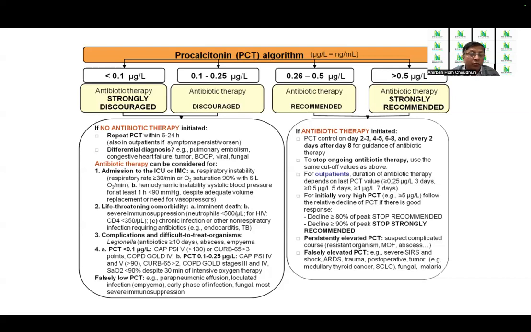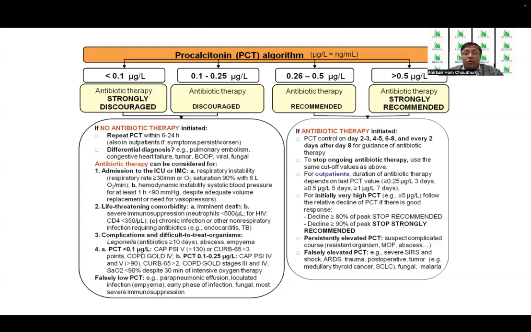However, one should look for falsely low PCT in patients with parapneumonic effusion, loculated infection like empyema, early phase of infections, fungal infections, and more severe immunosuppressive therapies like following cancer or other diseases. So if the antibiotic therapy is initiated, then PCT should be done as control on day 2 to 3, 4 to 5, 6 to 8, and every 2 days after day 8 for the guidance of antibiotic therapy.